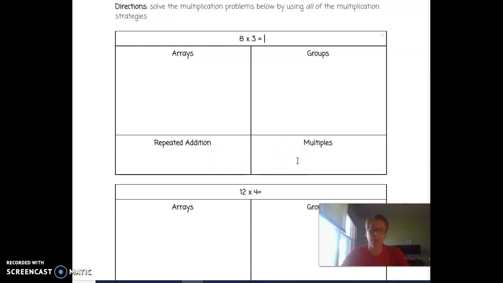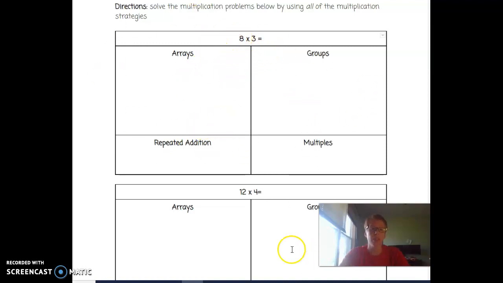And then the multiples. Now the multiples is also called skip counting, as in 8, 16, 24, or 3, 6, 9, 12, 15, 18, 24. So that's the 4 ways I want you to represent multiplication.